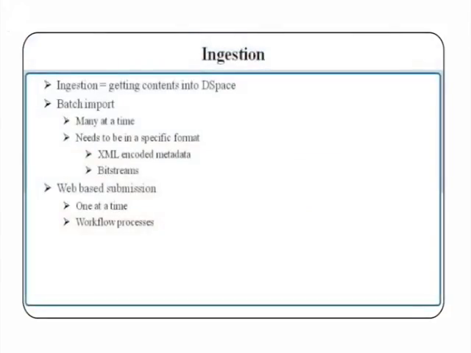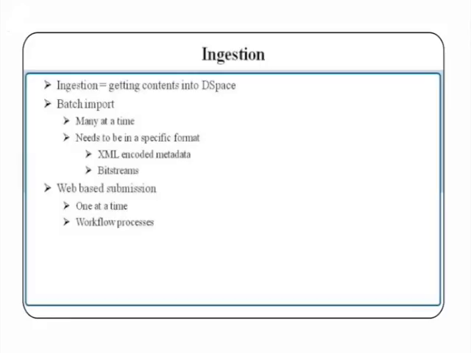Ingestion process is nothing but getting or putting contents into DSpace. DSpace facilitates batch import as well as web-based submission. In batch import, multiple items can be submitted to DSpace in one shot. This requires items to be in a specific format along with metadata encoded in XML.